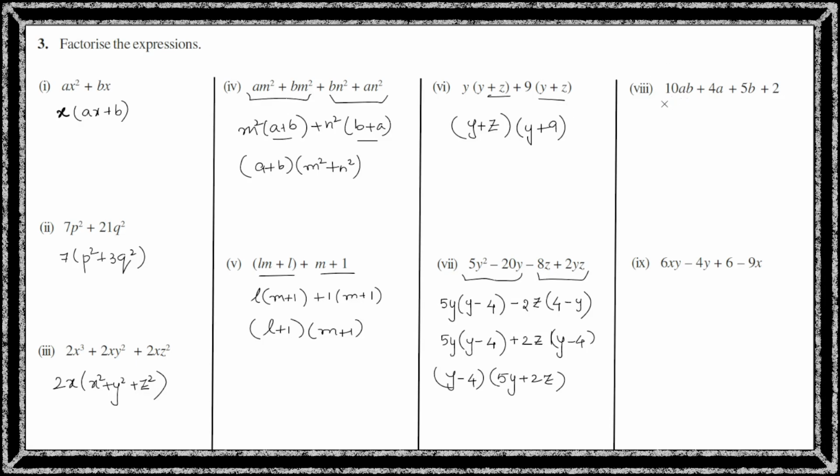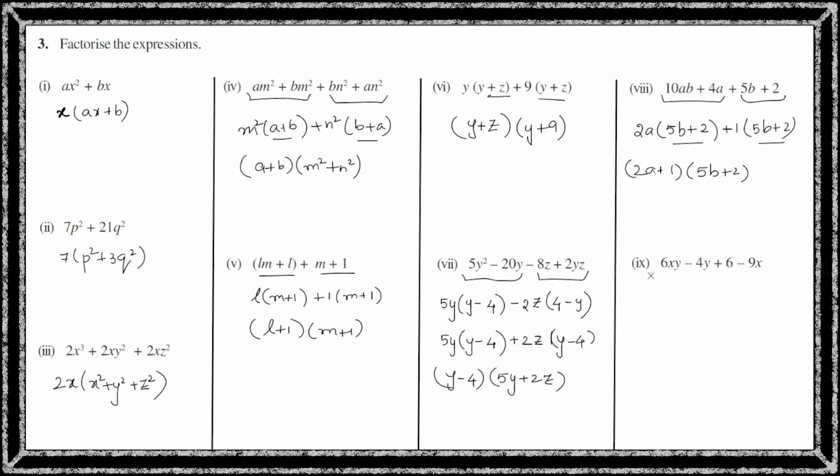Here again I have 4 terms. So let us try pairing these up. If that doesn't work, we'll try something else. So 2a is common here. 5b looks like it's going to work, plus 2. And here only 1 is common, 5b plus 2. So then I'll write it as 2a plus 1 into 5b plus 2. Because now 5b plus 2 is the common factor.